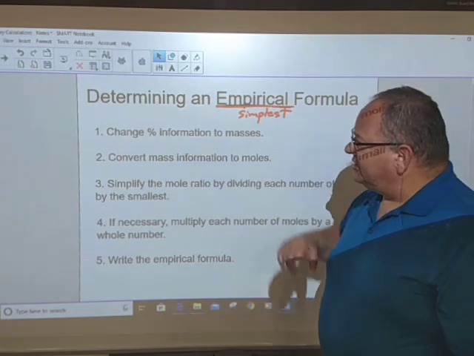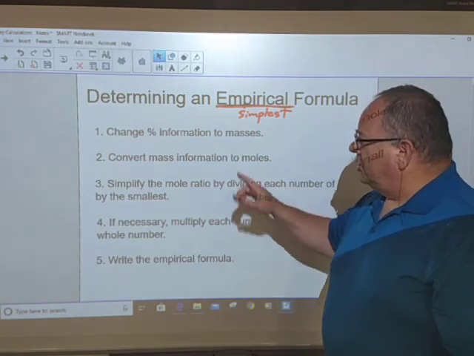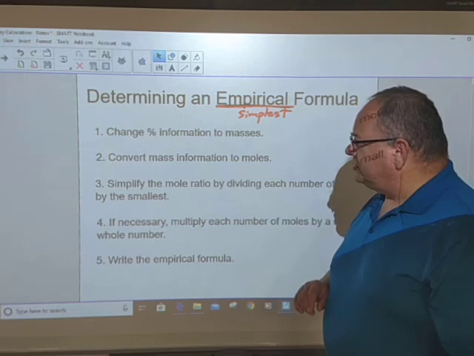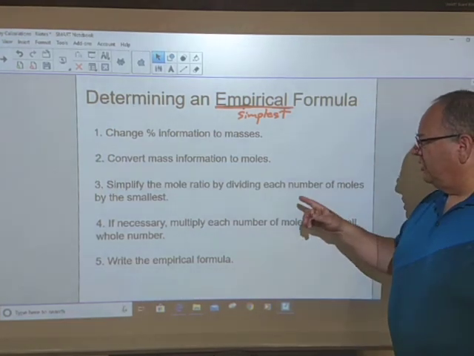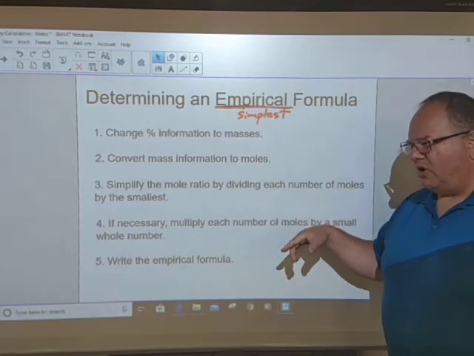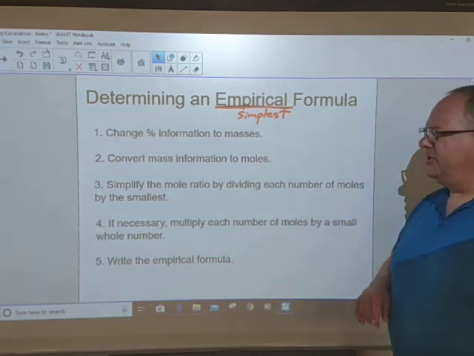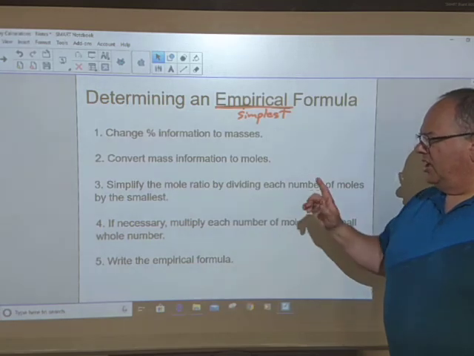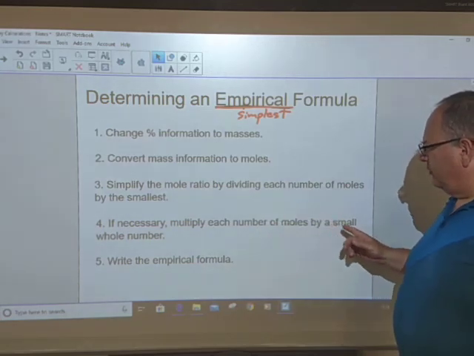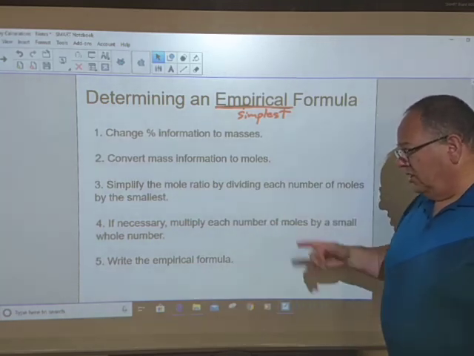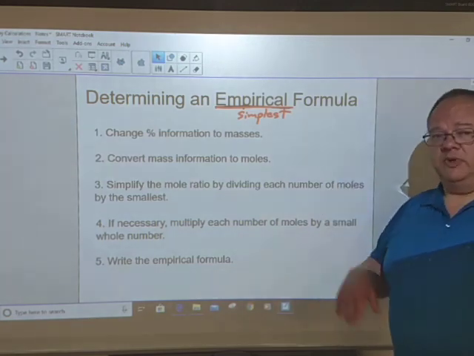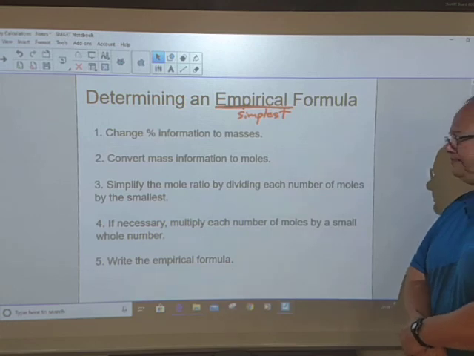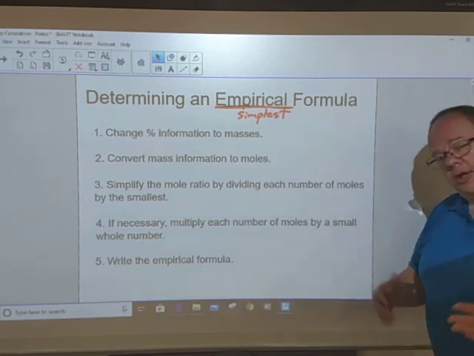We're going to change percent information to masses, convert mass information to moles. We will simplify the mole ratio by dividing each number of moles by the smallest. We'll see what that means by example. If necessary, we'll multiply each number of moles by a small whole number, and then we're going to write our empirical formula. Again, pause, write these down. Hopefully you've done that.